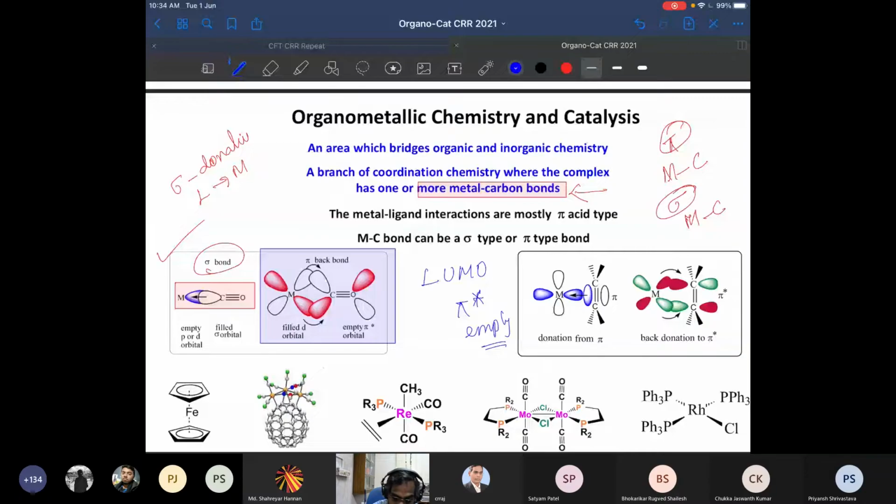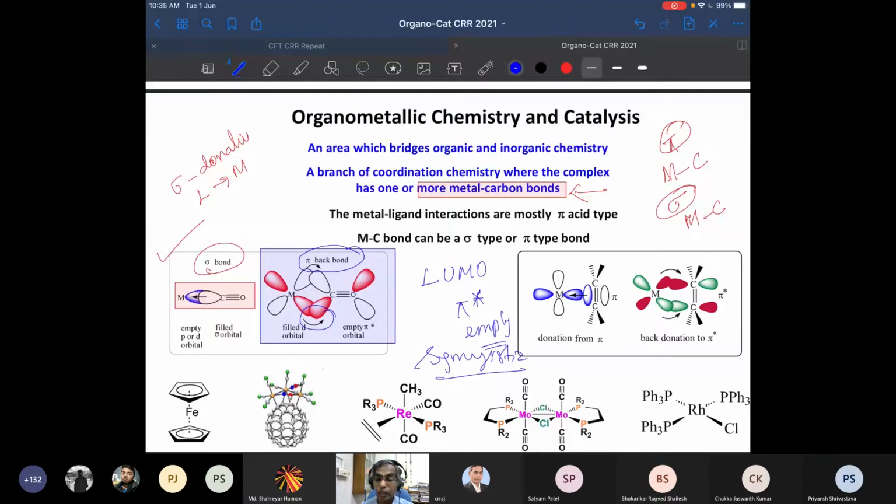That's what is shown here. Pi back bond, right? What we call a synergistic effect, right? You should have heard about it. A synergistic effect, that is a sigma donation and a pi acceptance. So this is the basic fundamental concept in organometallic chemistry. This is with respect to only carbonyl.